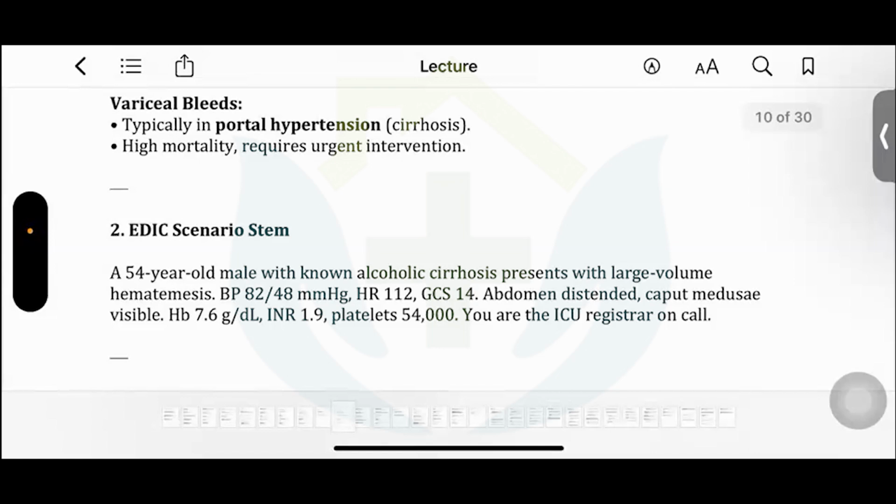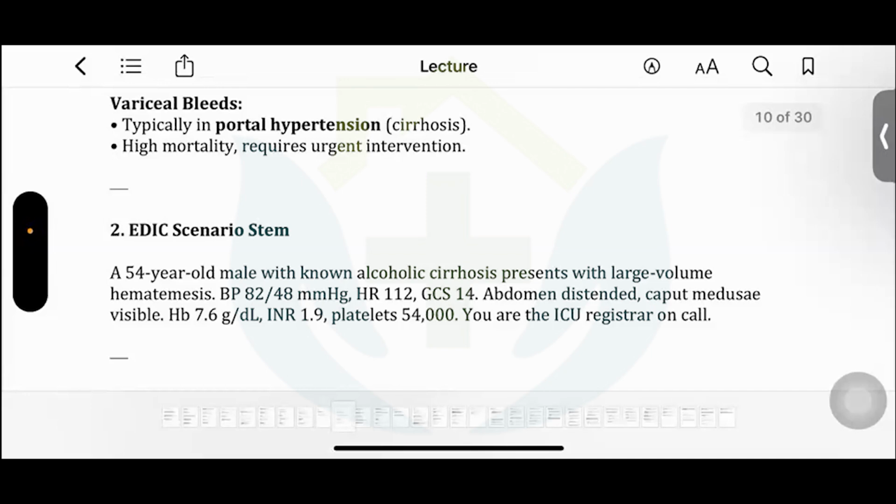Platelets are 54,000. Can anyone tell me why platelets are low in patients of cirrhosis with portal hypertension? Anyone? Platelet sequestration. So it is because of splenic sequestration. Also, thrombopoietin, its metabolism is affected and it leads to thrombocytopenia. Also, because of vitamin B12 deficiency that happens in patients of cirrhosis. So there are multiple reasons, one of them is splenic sequestration.